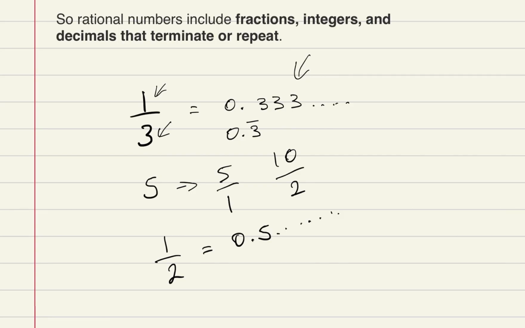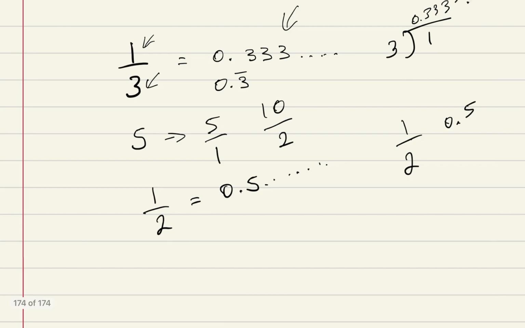If you remember long division, you can take 1 over 3 like this, and if you do the long division, if you guys want a video, I can create a video on how long division is done. But if we go through this process, you're going to realize it's just going to continue 0.333 and so on. Whereas for 1 over 2, it will end. You'll just have 0.5. Another example of one that terminates is 1 over 4, which would be 0.25.